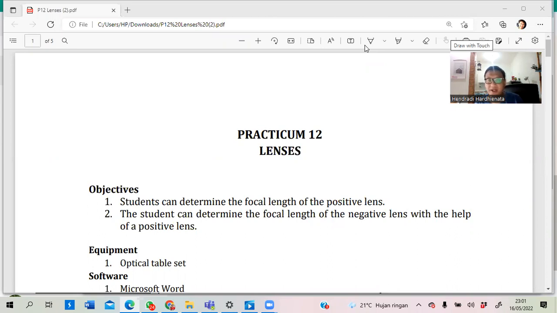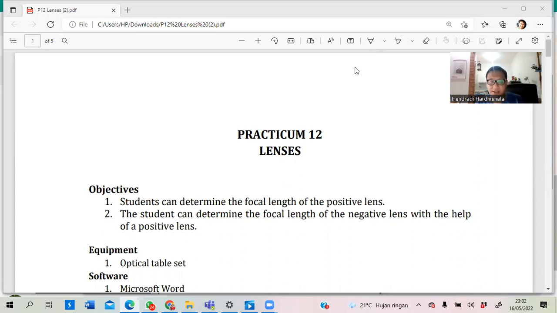I welcome you to join the Practicum today, which is about optics, in particular light propagation through transparent media such as lenses. In particular, we are going to focus on determining the focal length of a positive lens, which is a converging lens. The second test for today is to determine the focal length of a negative lens with the help of a positive lens.